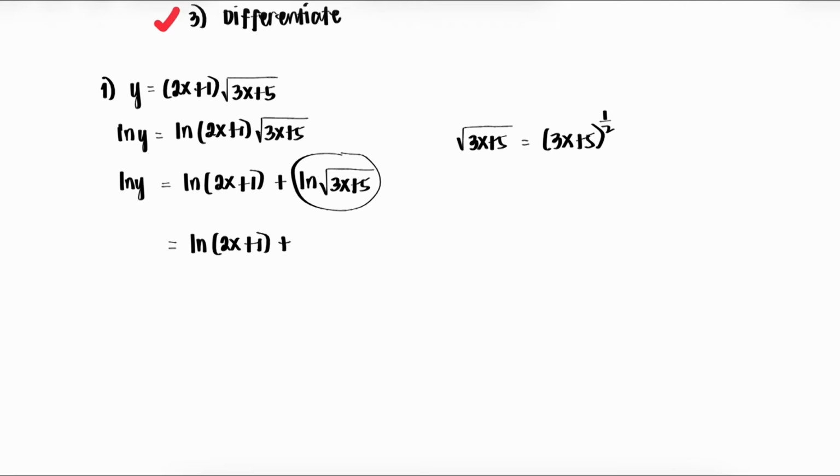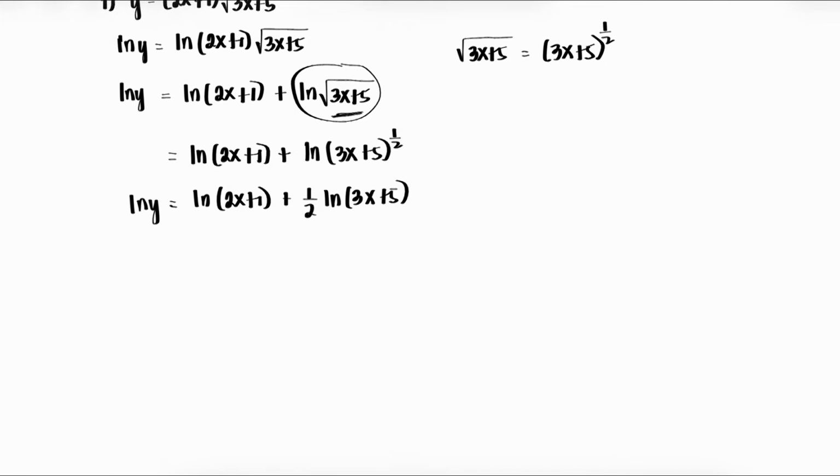plus, again, when you reach this part, you can start differentiating, but you can also get rid of the radical sign here by writing this as ln of 3x plus 5 raised to the power of 1/2. And by using the laws of logarithm, that exponent right there can be transferred as a coefficient right here, that's 1/2 ln of 3x plus 5. Then you can perform differentiation here. So it's really up to you.